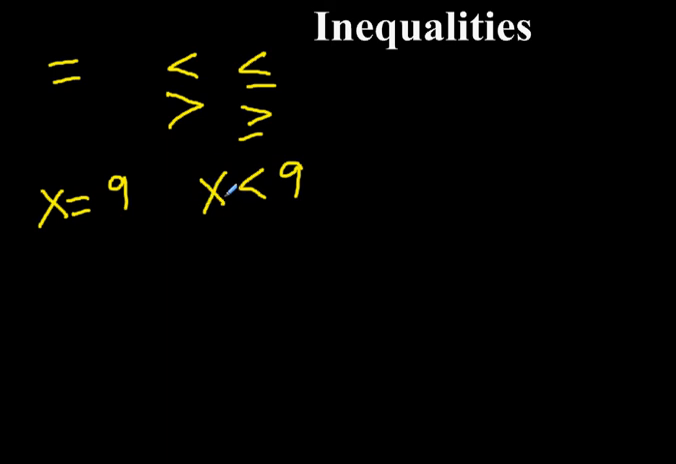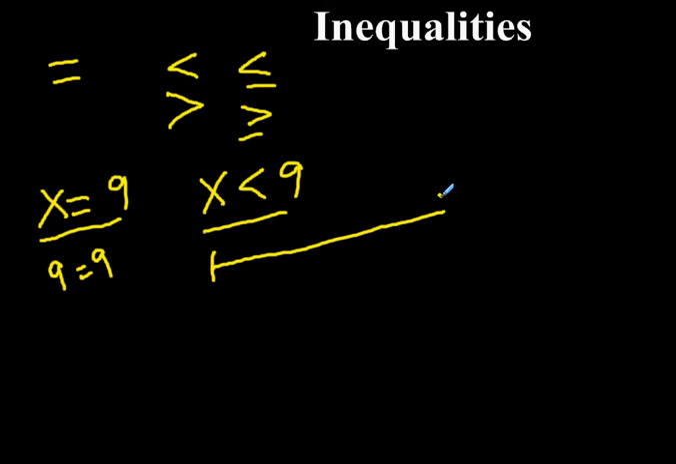7 could be x, because 7 is less than 9. 6 could be less than 9. Notice there are a lot of possible answers for x that would make this statement true, but there's only one that makes this statement true. 9 is the only thing that is equal to 9. But many numbers work here. And so when we deal with inequalities, we always show the answers using a range or a number line. And we do it this way.